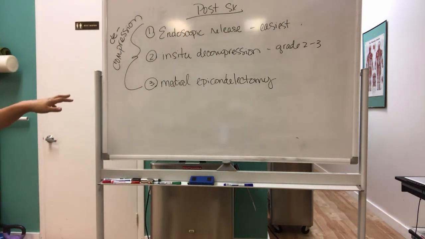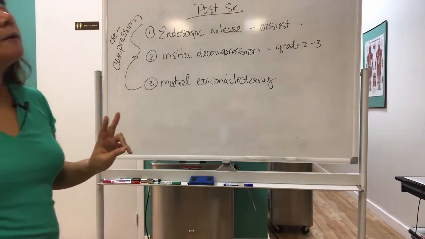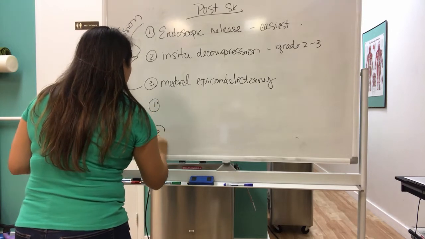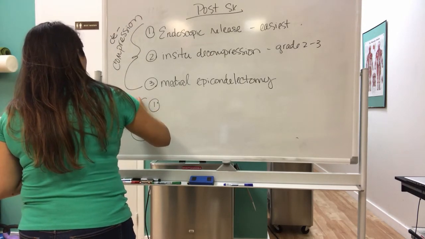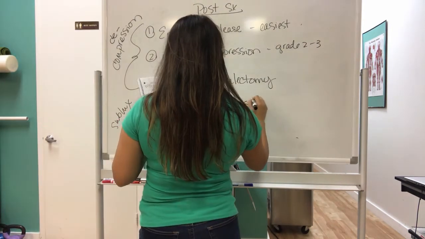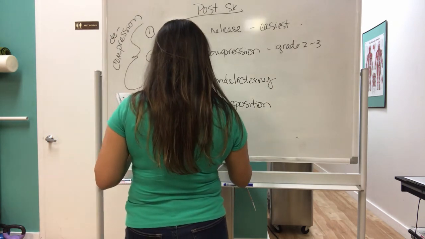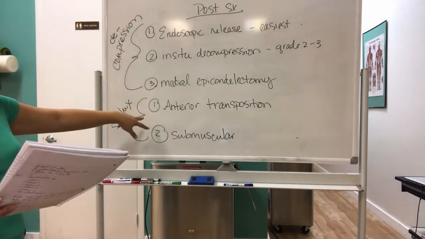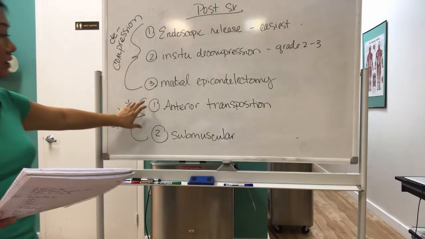So those are for your compressions, and there are two surgeries for subluxations. These are your subluxation surgeries. You have an anterior transposition, and then you have a submuscular transposition. One is the anterior transposition. This is the easiest one out of the two.